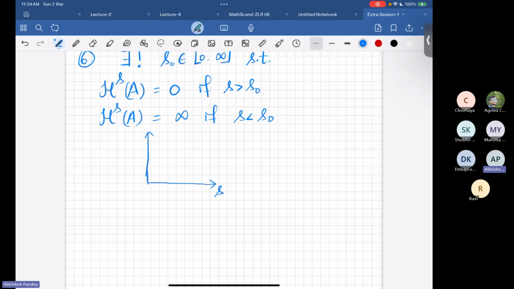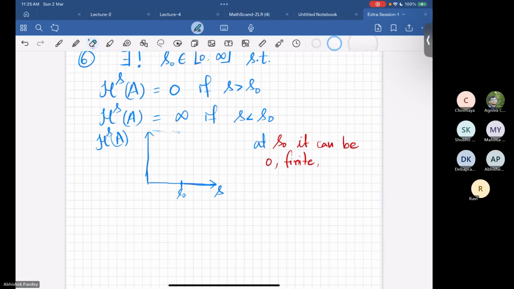If you draw the comparison between these two, let's say we have s naught somewhere here. After this it is 0, and before this it is infinite. At the point s naught, it can be 0, finite, or infinity. We'll see some examples of this.